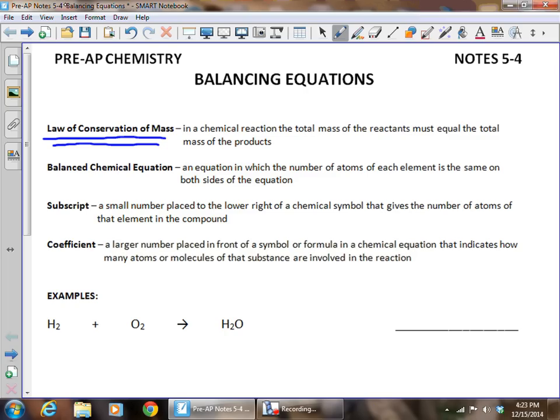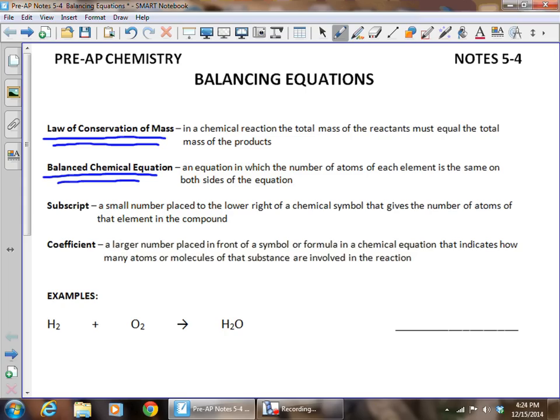You can't start with 5 atoms of hydrogen and end up with 4 atoms of hydrogen. It doesn't work that way. They must not change in amount throughout that chemical reaction. So we have to do something called balance the chemical equation. A balanced chemical equation shows this: the number of atoms of each element is the same on both sides of the equation, and that's what must be true.